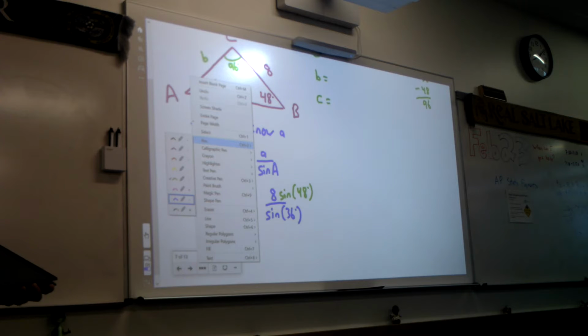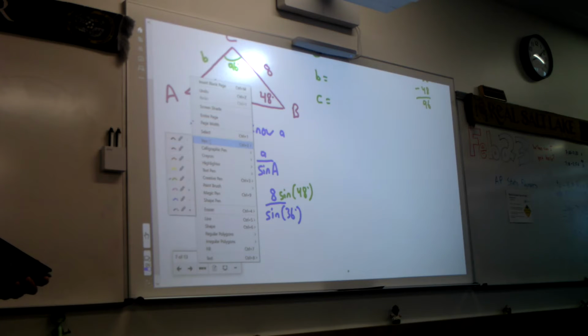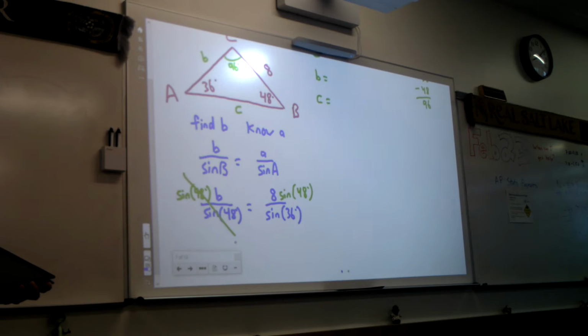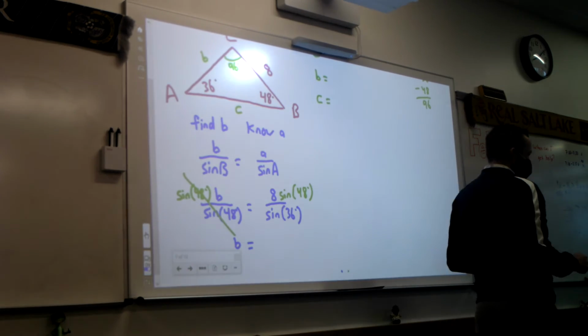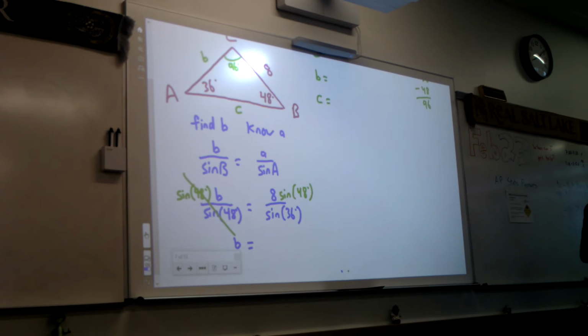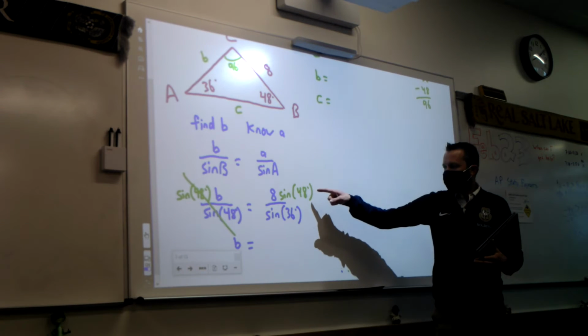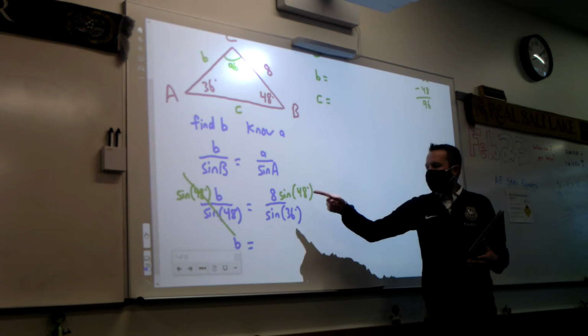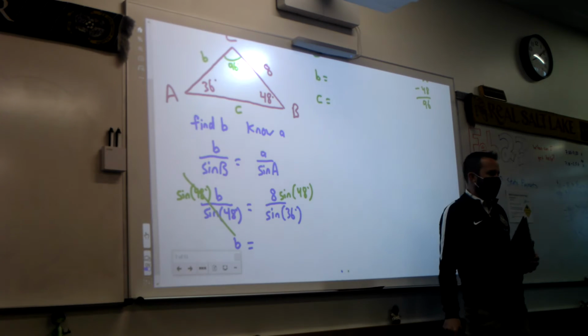But guys, before you do, you already know what you have to check. On your calculator, what are you checking? Before you go and put in sine or cosine? Make sure you're in degrees, right? So check your mode, make sure you're in degrees, and then you're going to put in 8 times the sine of 48, make sure you close your parentheses, and then divide that by sine of 36, close the parentheses.